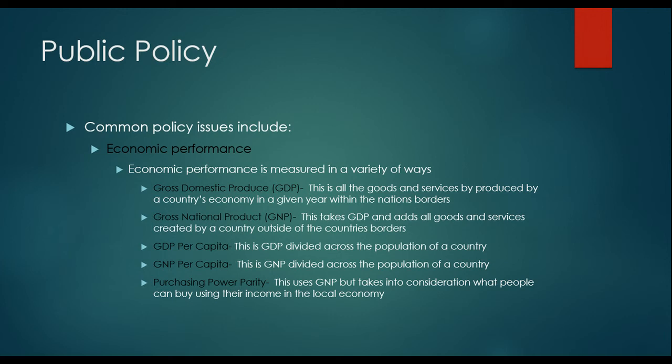And then there's also something known as purchasing power parity. This uses GNP, but takes into consideration what people can buy using their income in the local economy. So what you would do is compare like goods. I would take a certain amount of goods from Germany and a certain amount of goods from the United States, and look at how much money it takes to buy those things using their currency. And then you determine if there's equality or inequality there. In the downloadable version of this PowerPoint, there's a video link that explains purchasing power parity in a little bit more detail.